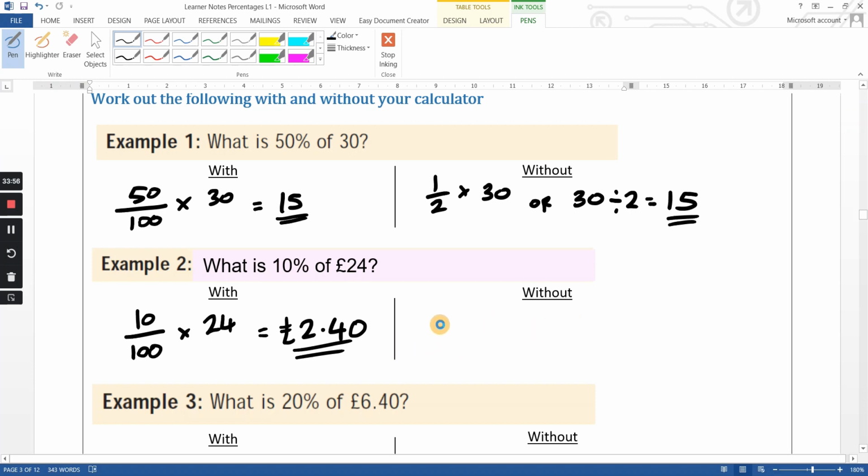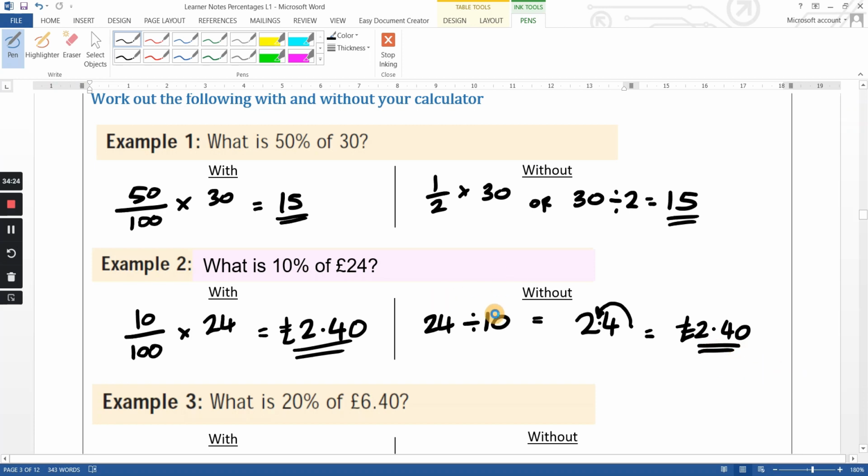Without the calculator, like I said, 10% just means divide by 10, so I would divide by 10, and it's just a matter of moving the decimal point backwards. Your decimal point is here, and you go back once, it lands here, and don't forget the 0 again. So you should get £2.40.